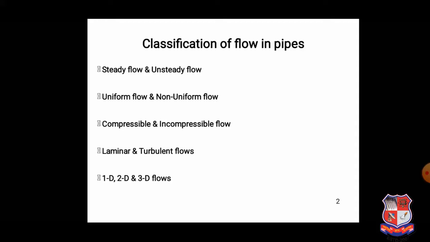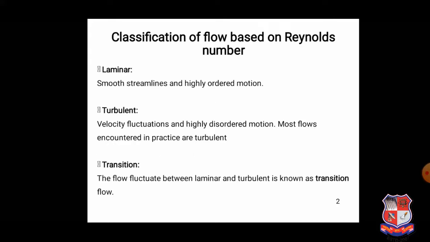Then last is the 1D, 2D, 3D flows. 1D flow indicates the one-dimensional flow, 2D flow indicates the two-dimensional flow, 3D flow indicates three-dimensional flow. 1D that is in x direction, 2D that is in x and y direction, and 3D that is x, y and z direction respectively. Fine. So now classification of flow based on the Reynolds number.